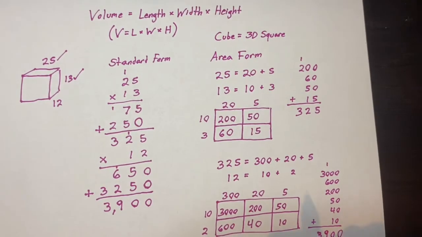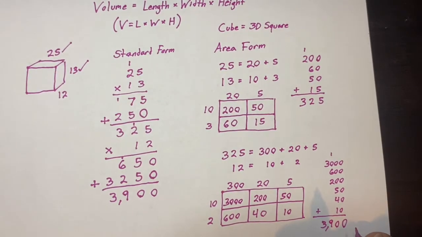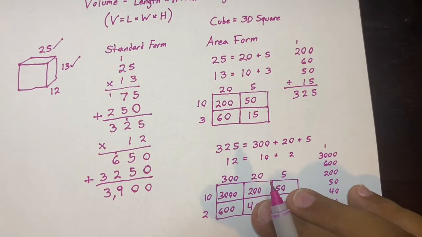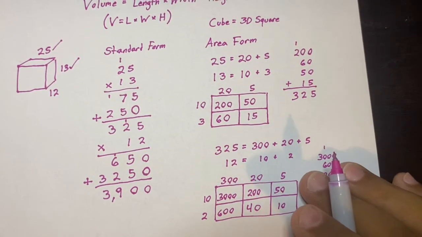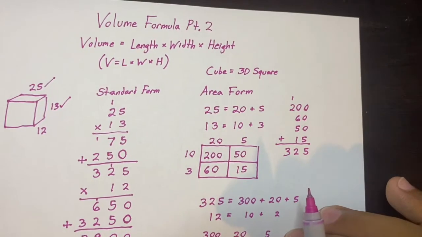Okay? These are just 2 ways to solve a cube. You can also do partial product, which is longer. But I think for now, this should be okay.